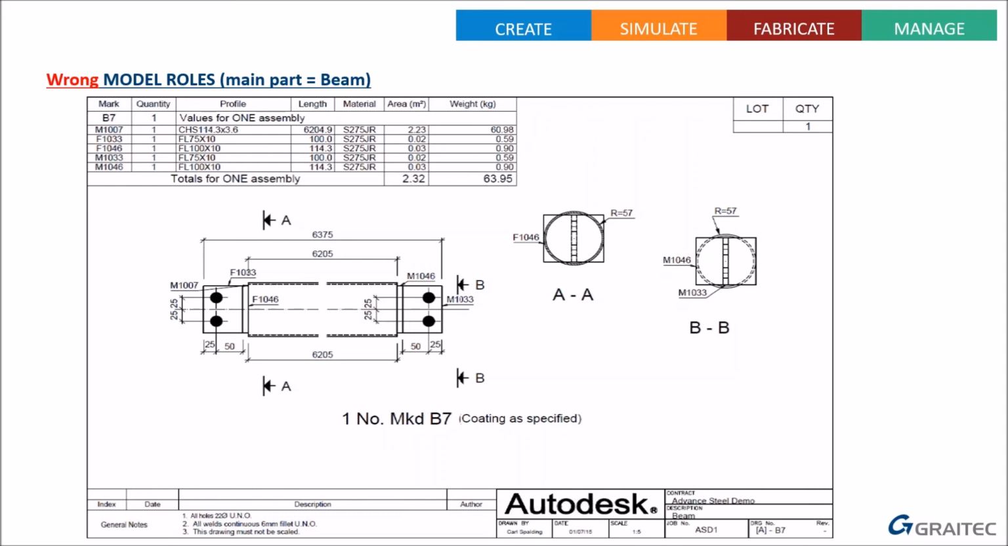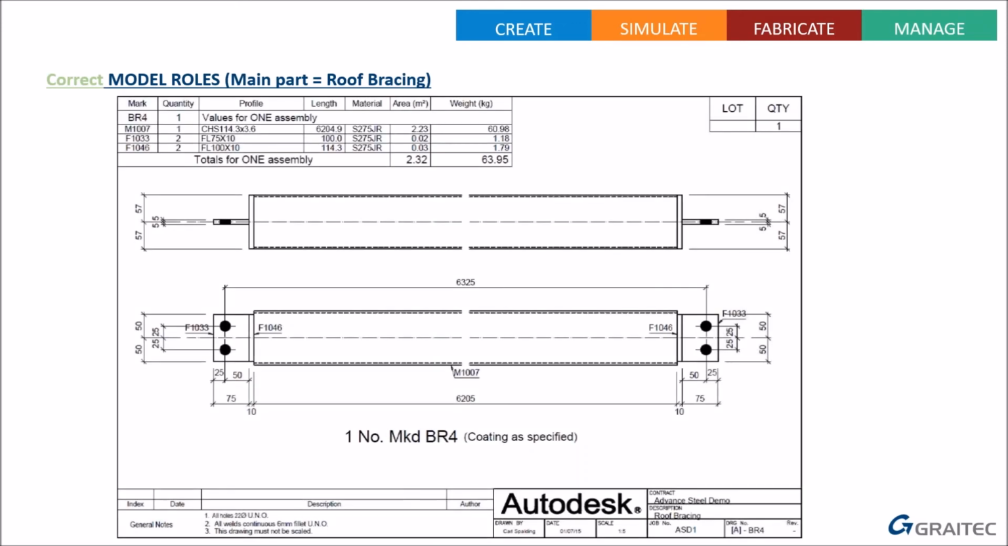But if you change that to be called roof bracing for the model role, you get this drawing. You haven't changed anything else in the model, just the model role. But now you get a completely different drawing. The most important dimension on that roof bracing is that 6325, the hole centers. If they're right, it doesn't really matter if the plates are a millimeter out or 2, as long as the holes are in the right place. And you've got the top view there showing that those tab plates are indeed central.